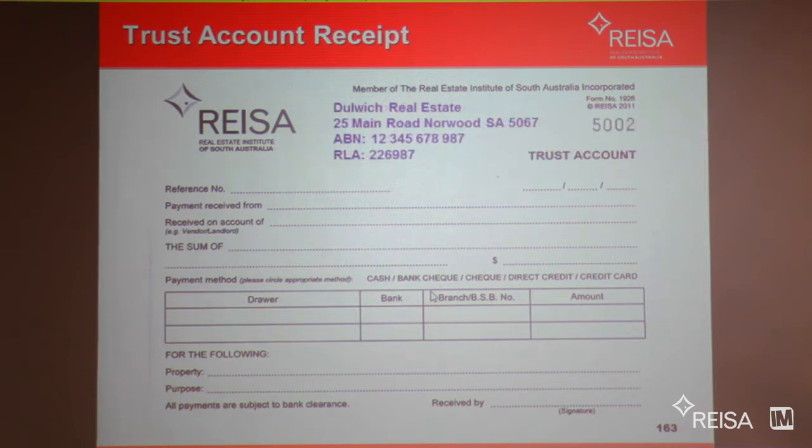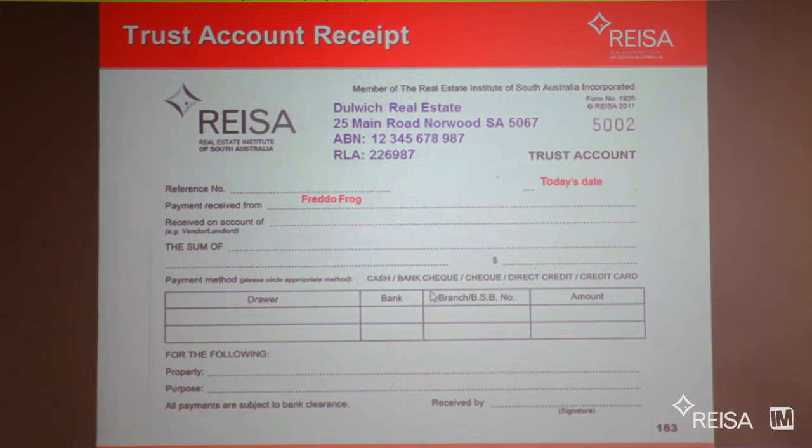The first thing is the agency name. Now, normally when you get a trust account book, that will be pre-printed on there. So you don't often have to worry about that. But you must have the agency name on the trust account receipt. It's also good practice to put the address and the ABN and the RLA number and even a phone number. But the agency name is required under the legislation.